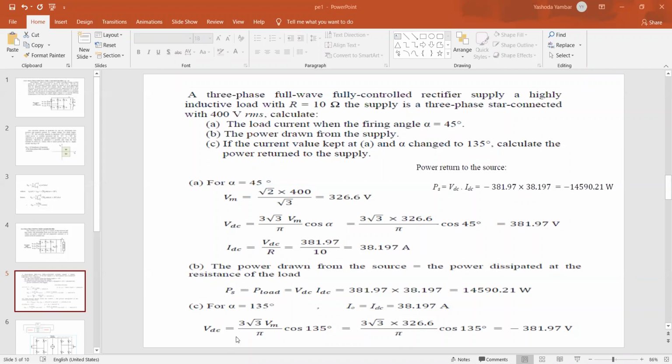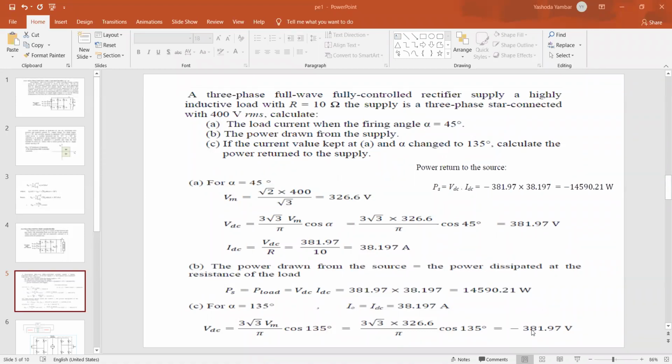So what is output voltage? V0 equal to 3 root 3 Vm by pi cos alpha, with alpha 135. If you substitute, you are going to get the value 381.97, but with minus value. So what is the meaning of the minus? You have to write in the examination: negative sign indicates that power is transferred from load to source. Current is flowing from load to source, and the machine is acting as the generator with firing angle alpha greater than 90. In most of the competitive examinations, this part will be asked.